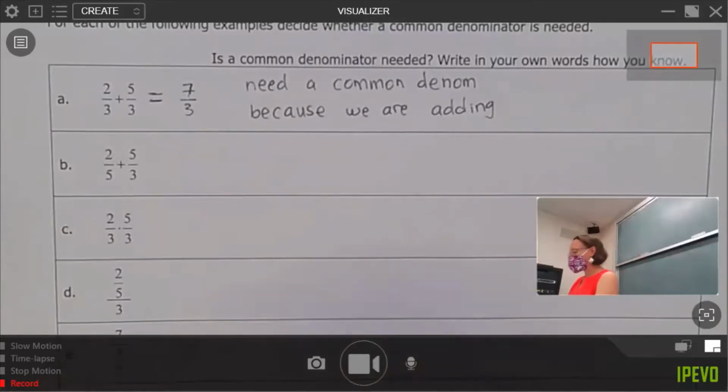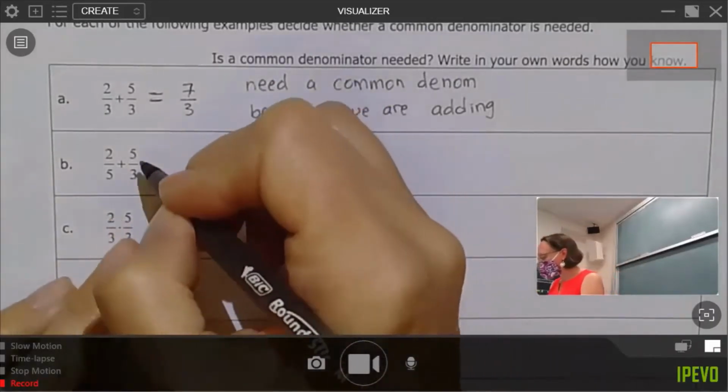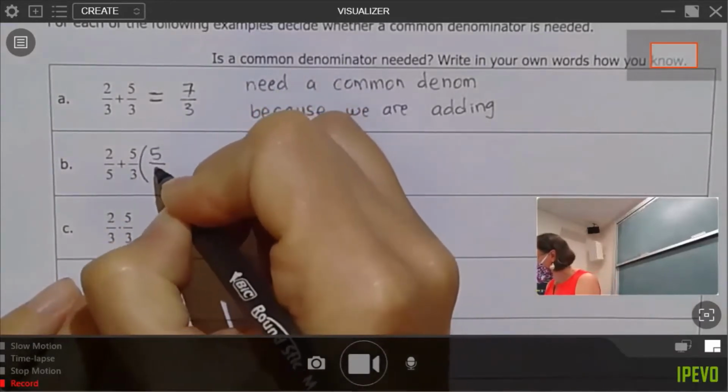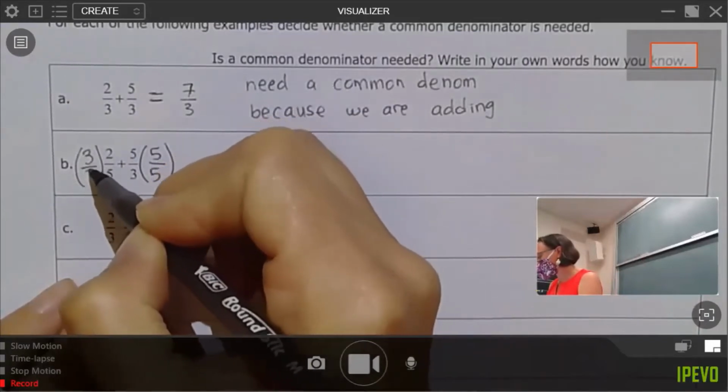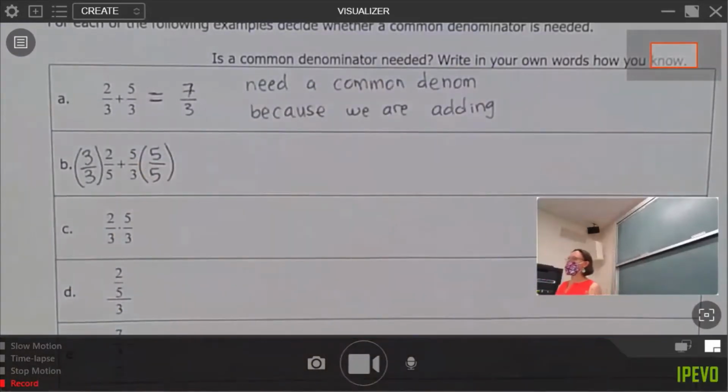And what we're going to do is multiply each of these by 1, but we're going to use one of the equivalent forms of 1. So here, I'm going to multiply it by 5 over 5. And for the 2/5, I'm going to multiply by 3 over 3. Now, the whole reason that this works is that multiplying by 1 doesn't change the value of the number. Multiplying by anything else is going to change the value of the number. So when you're finding a common denominator, it's super important that we're multiplying the top and the bottom by the same thing, so that really what we're doing is multiplying by 1.